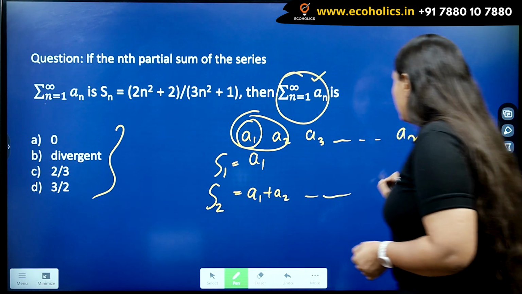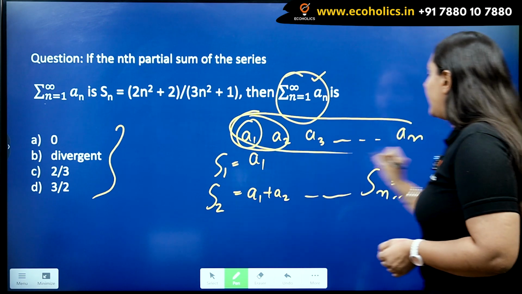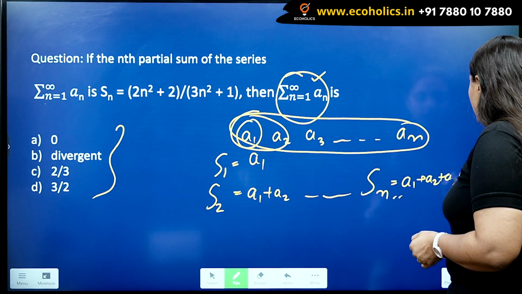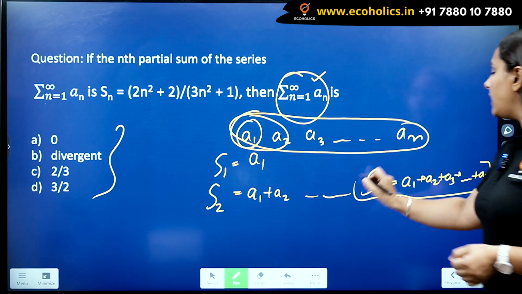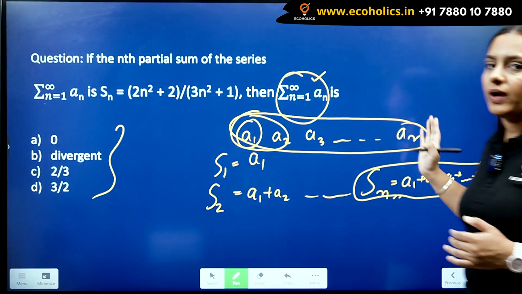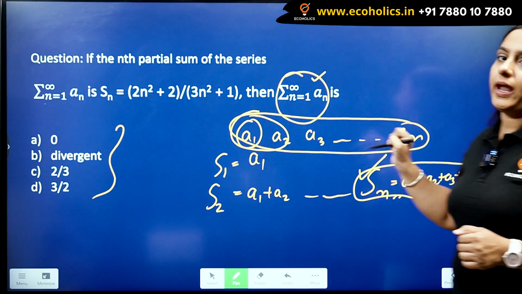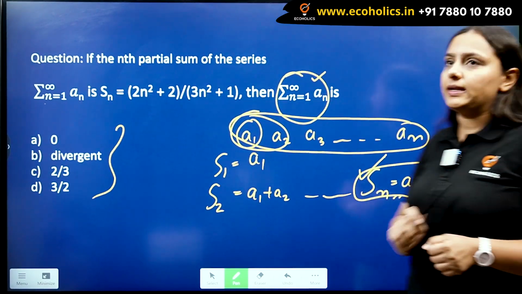Following the same pattern, when I want to find Sn, it is the sum of all these n terms. So it is A1 plus A2 plus A3 plus so on till An. So Sn is nothing but the sum of all the first n terms of my sequence. So I call this sum of the n terms my series. But there is one more way. How do we find these sums?